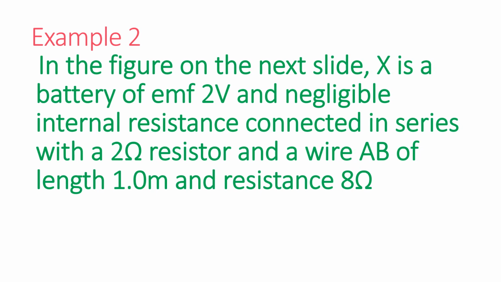Let's look at another example. In the figure on the next slide, X is a battery of EMF 2 V and negligible internal resistance connected in series with a 2 ohm resistor and AB of length 1 meter and resistance 2 ohms.